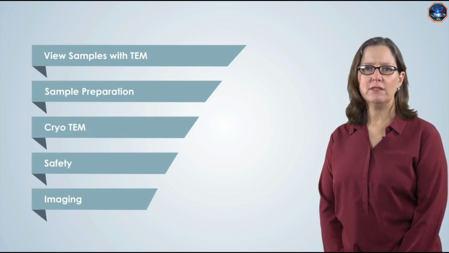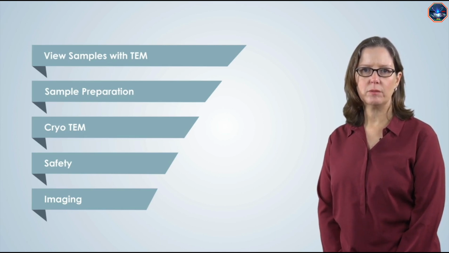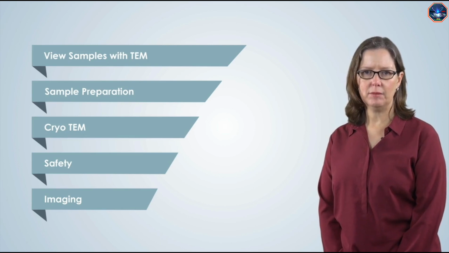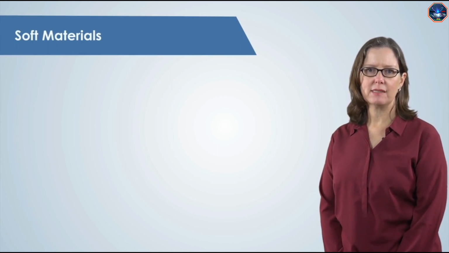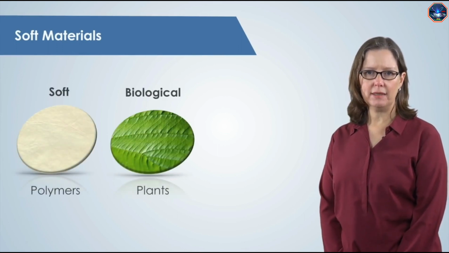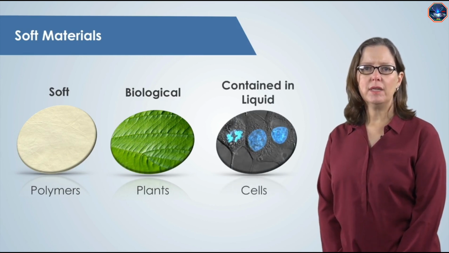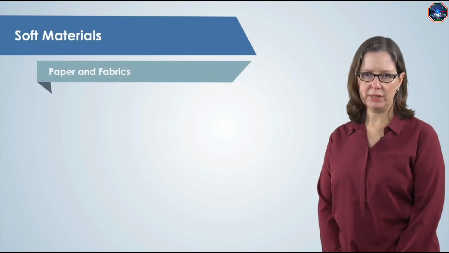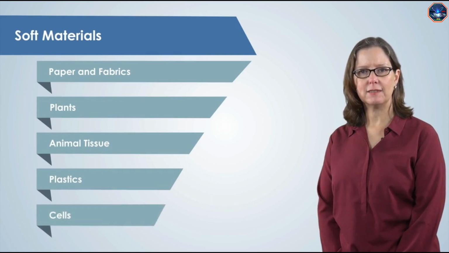The first section of this video will cover what soft materials are and how to prepare them for the TEM. We will then discuss a little about cryo-TEM and how to prepare those samples. Soft materials are flexible substances like polymers, biological in nature, or are contained in a liquid. Some examples of soft materials are things like paper, fabrics, plants, animal tissue, plastics, and cells.